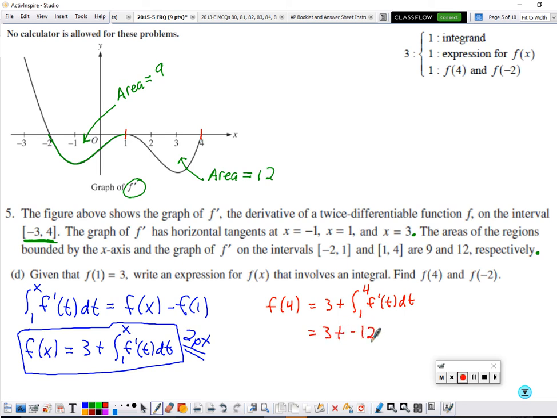I would just stop right there. That's the value for f of 4. That's good enough. You don't have to, I mean, you can. It doesn't hurt anything to write that that equals negative 9, but questions there?